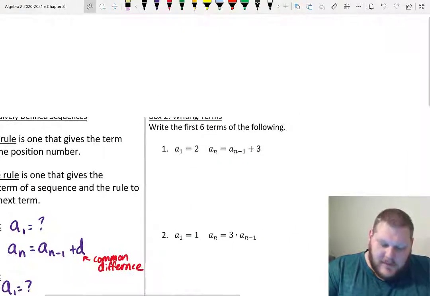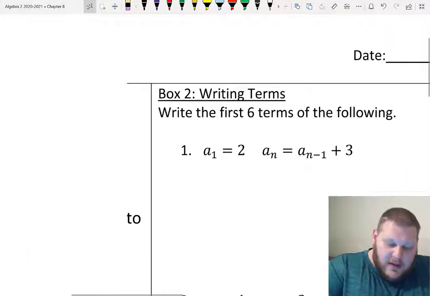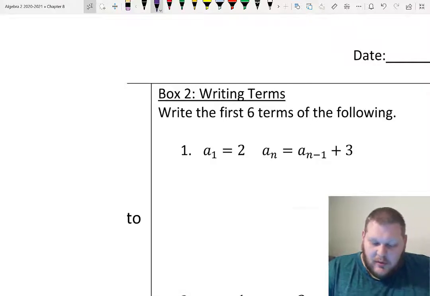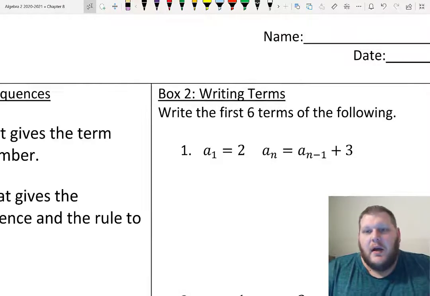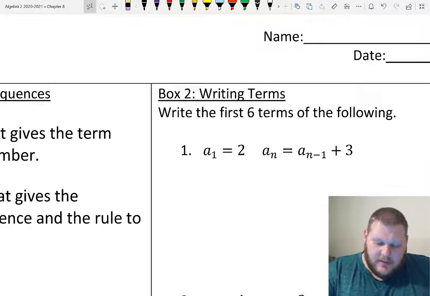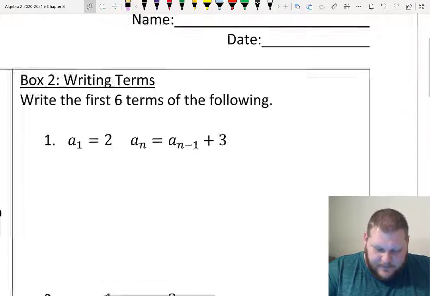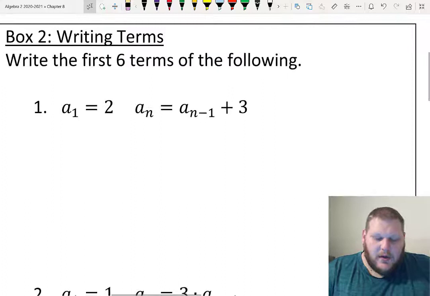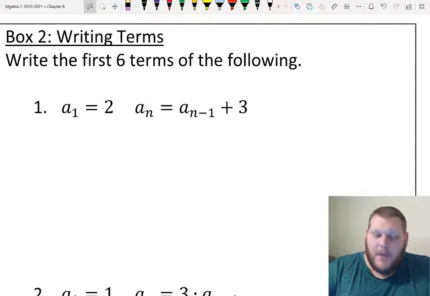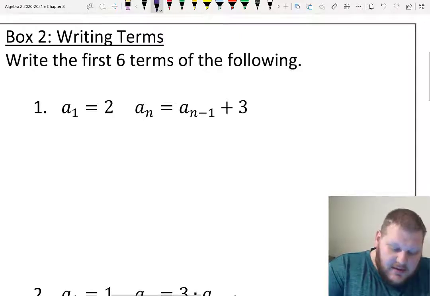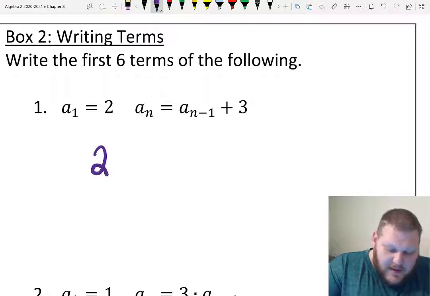Okay. So in box 2, they are asking us to write the first 6 terms of the following sequences, and now it's defined recursively. So this one not stacked over top of each other, but still given two things. I'm given, for number 1, that a sub 1 is 2, and that a sub n is a sub n minus 1 plus 3.